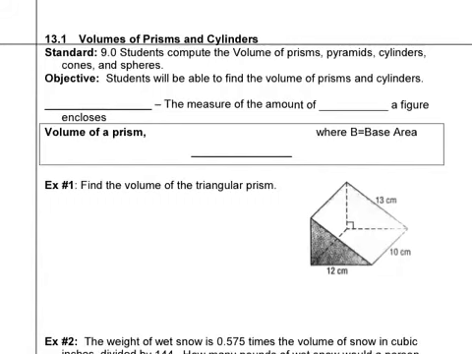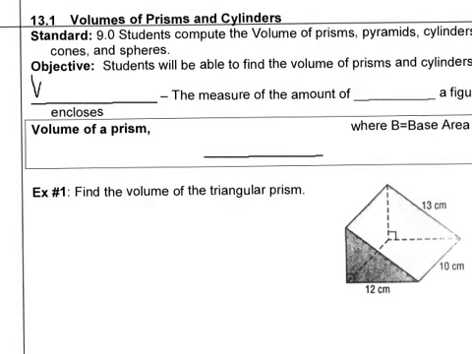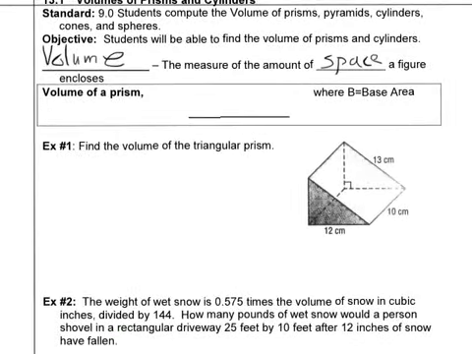Alright, chapter 13, lesson 1, volumes of prisms and cylinders. Students will be able to find the volume of prisms and cylinders. So, first, let's define what volume means. Volume is the measure of the amount of space a figure encloses, okay? The amount of space a figure encloses.